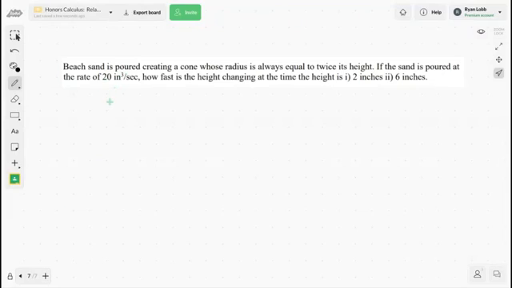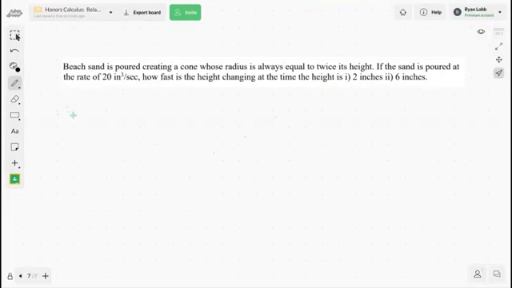So here's one. Sand making a pile in the shape of a cone. You're told the radius is always equal to twice the height. If the sand is poured at a rate of 20 cubic inches per second, how fast is the height changing at the time the height is 2 inches?